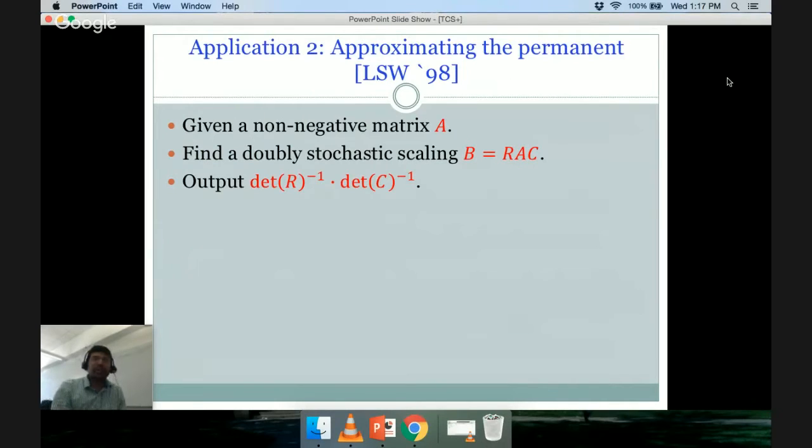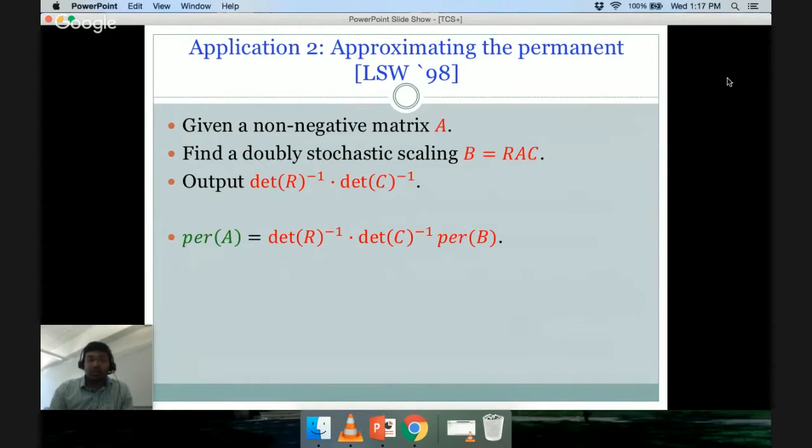The second application that LSW give is for approximating the permanent. Given a non-negative matrix A, we want to approximate the permanent of A. So what do you do? Find a doubly stochastic scaling B equals RAC of A, and output determinant of R inverse times determinant of C inverse. I claim that this is a good approximation of the permanent of A. Why is that?